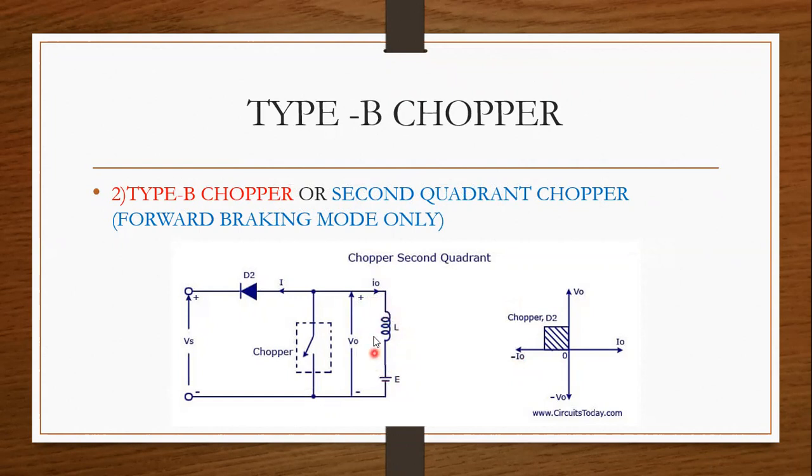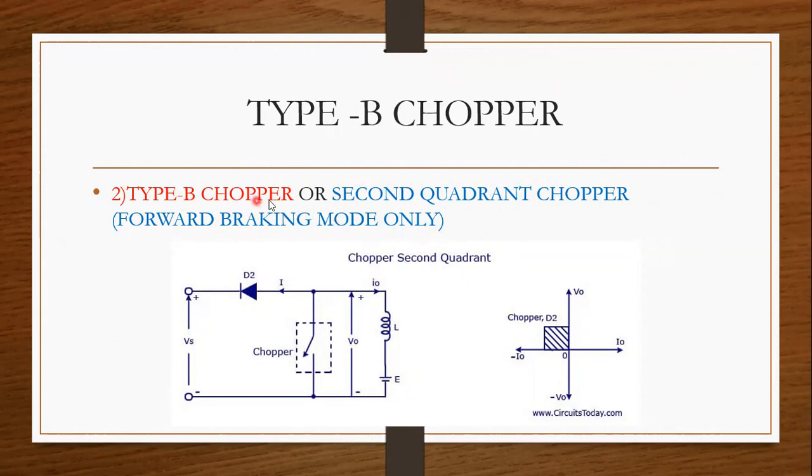That means the motor is your load, for example, the DC motor. The DC motor is rotating in the same direction as in the first quadrant operation, but here the operating torque is in the opposite direction. That's why it acts as a braking. The rotor is rotating in the same direction as a motor, but the torque applied is in the opposite direction. That's why it's called forward braking mode.